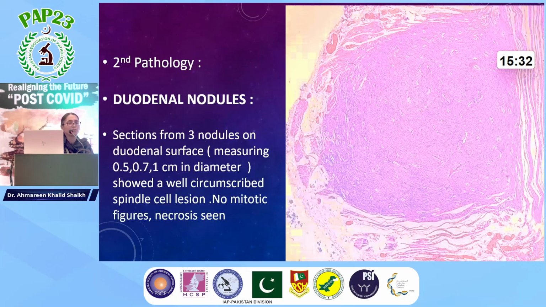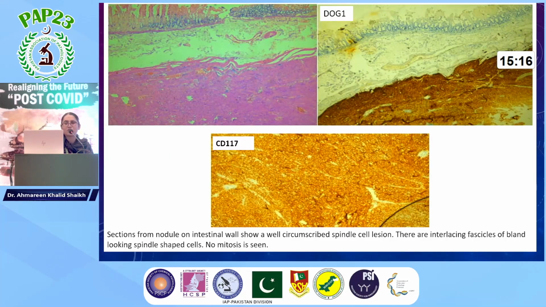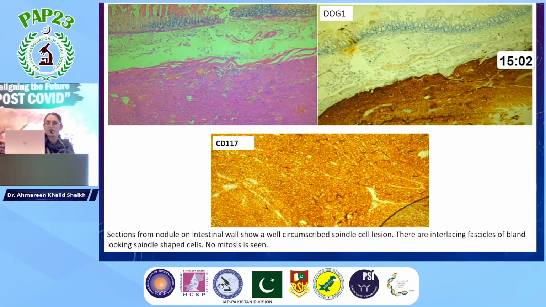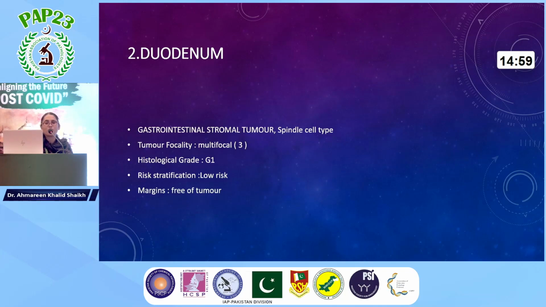The other lesion present on the serosa of the duodenum showed a circumscribed, spindle-shaped lesion with no mitosis and no necrosis. We applied immunohistochemical markers, and it came out positive for DOG1 and CD117. Neurofibroma, schwannoma, and all the other spindle cell lesions were ruled out. This was a gastrointestinal stromal tumor, low grade, low risk, and all the margins submitted for histopathological examination were free.